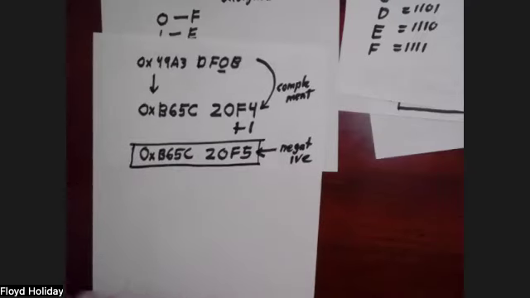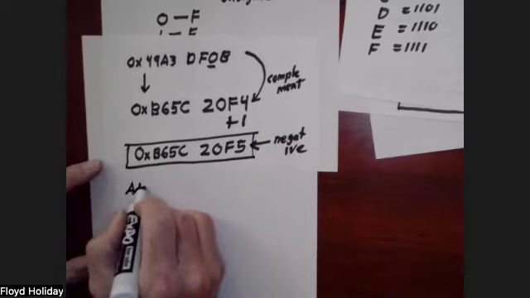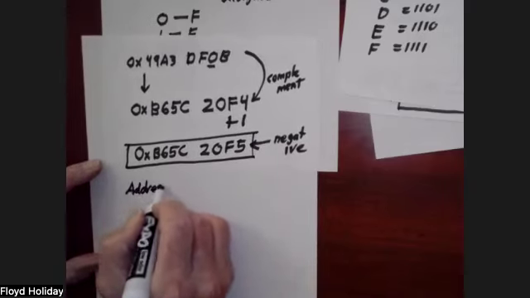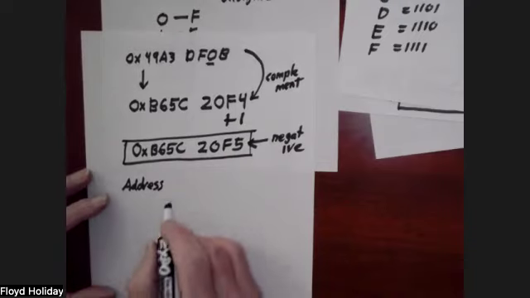So how big are addresses? Addresses are 64 bits. It takes 4 bits to make a hex digit, so you divide 4 into 64. There are 16 hex digits in an address.